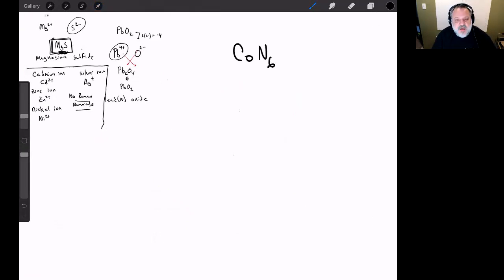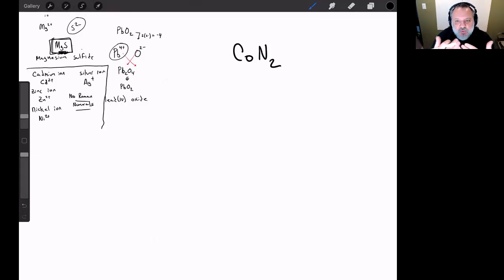Let's do this guy. I'm making one up. You'll never see this one. I don't think cobalt actually takes this charge, but we'll see. Actually, let me switch this out to 2. So what's the name of this compound?